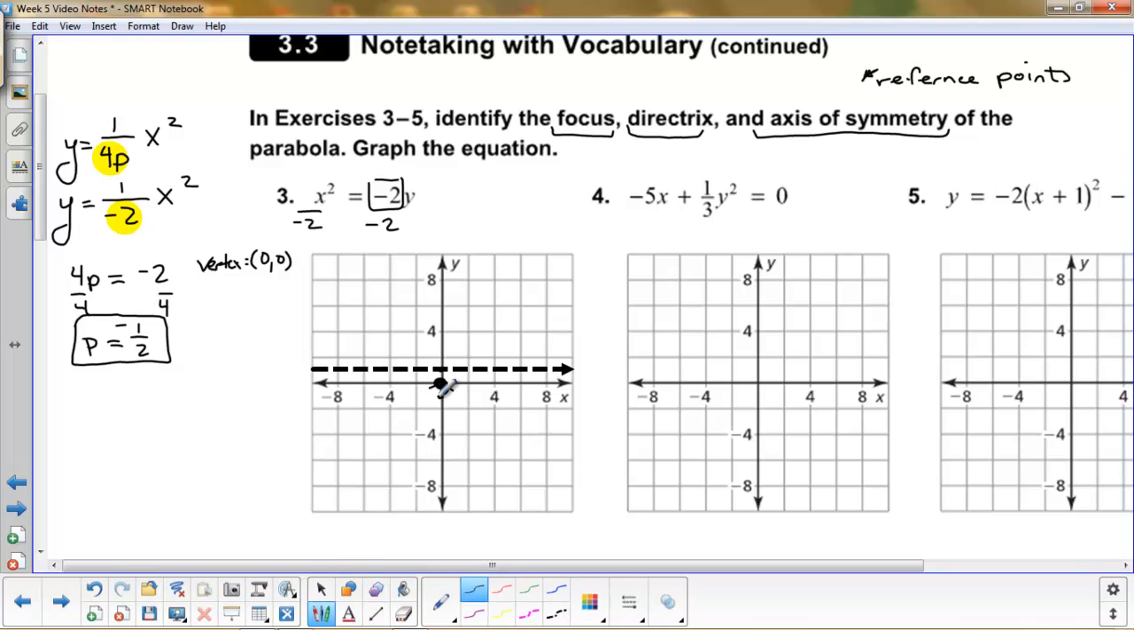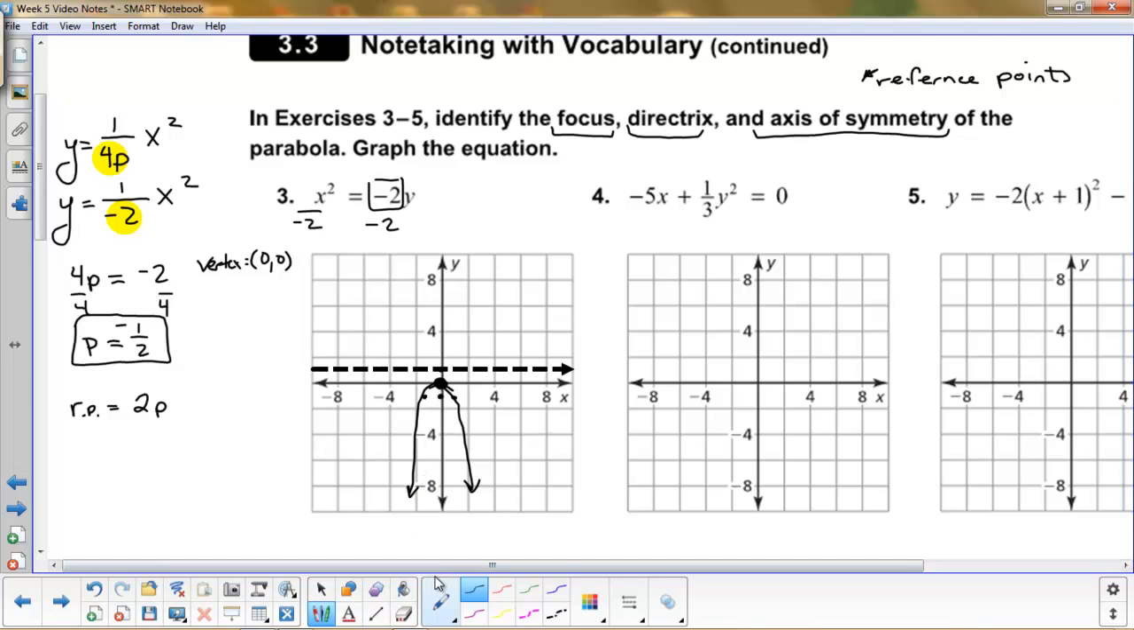And now I'm going to go ahead and fill in my reference points. My reference points are 2p units from the center. So 2 times 1/2 is 1. So I'm going to go over 1 here, over 1 here. Those are my reference points. Now I have my stretch and compression. Now I can accurately draw that guy right there.